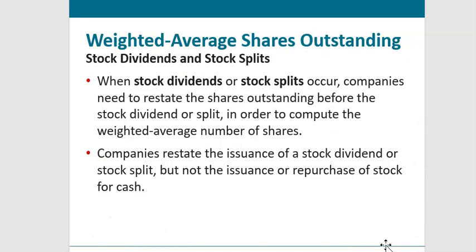Now, what happens? We looked at when companies issue unissued shares and when they buy back their stock and then reissue. What happens when the companies have stock dividends and stock splits? When stock dividends or stock splits occur, companies need to restate the shares outstanding before the stock dividend or split in order to calculate the weighted average number of shares. They restate the issuance of a dividend or split, but not the issuance of a repurchase or an issuance of stock. Let's take a look at another example.